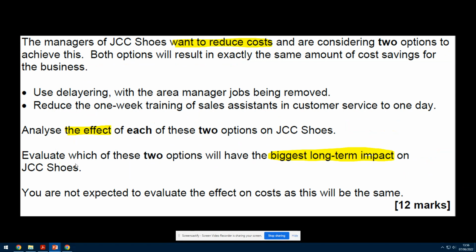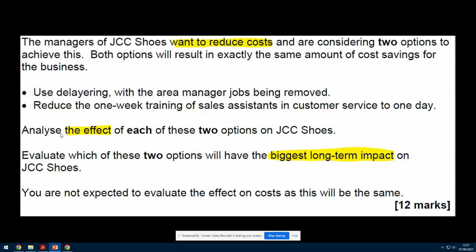AQA were a bit cruel the following year. This is one of the 12 mark questions from there, and it's a bit more complex. So we're told in this case the company wants to reduce costs, and again they're considering two options, but, and this is important, both options will result in exactly the same cost savings for the business, and we're told they want to use delayering to reduce costs or reducing 1 week of training. Now, both options are going to result in exactly the same cost savings.